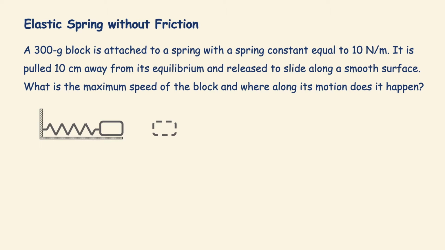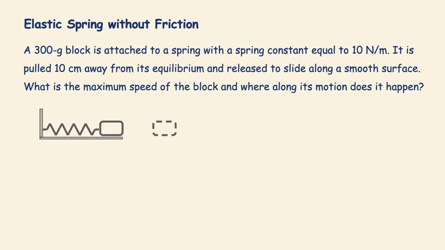Let's consider an example of how we apply the principle of conservation of energy to problems that include elastic springs. We'll consider a problem of an elastic spring without friction. A 300-gram block is attached to a spring with a spring constant equal to 10 newtons per meter. It is pulled 10 centimeters away from its equilibrium and is released to slide along a smooth surface. The question will be, what is the maximum speed of the block and where along its motion does it happen?